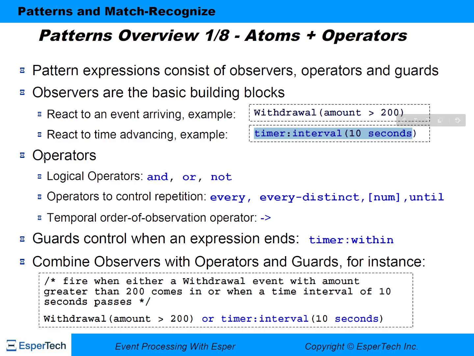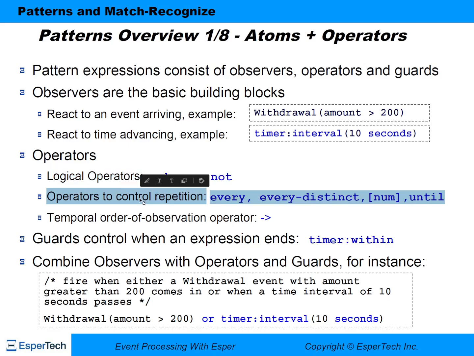Patterns connect observers with logical operators. The logical operators are and, or, and not. Patterns have operators that control repetition. The operators that control repetition are every, distinct, brackets num, and until.